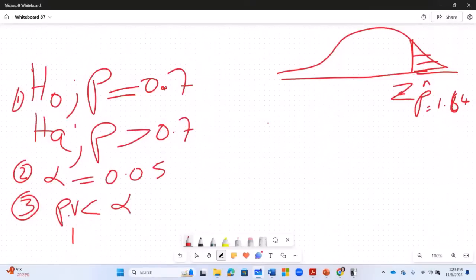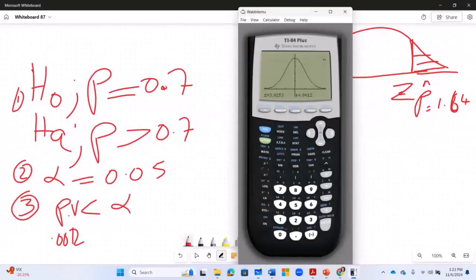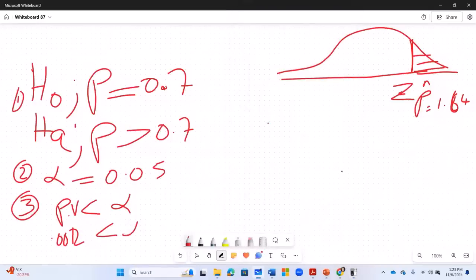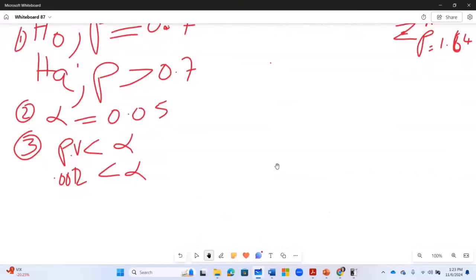The P value that I had there is 0.0025, something like that. That is less than alpha. 0.0012 actually. 0.0012 is less than alpha. And whenever the p-value is less than alpha, I will reject the null hypothesis. So step 4, I have compared my p-value to alpha. It is less than alpha. So I'm going to go make a decision.